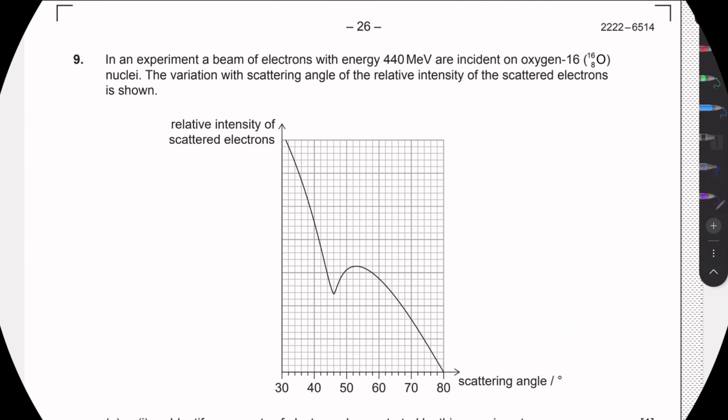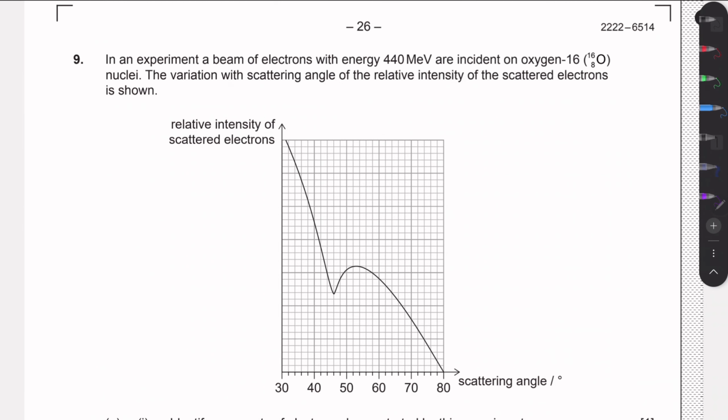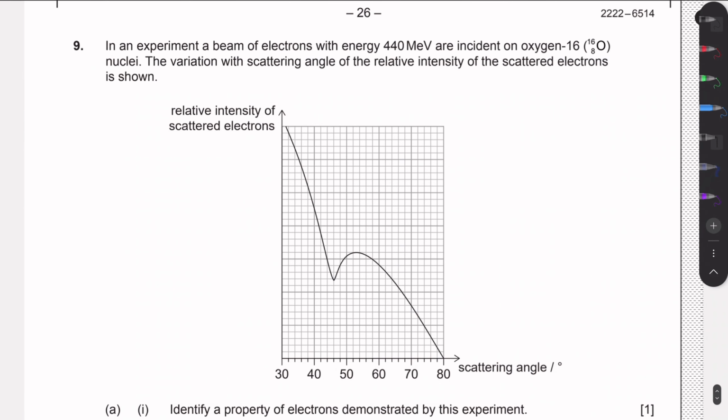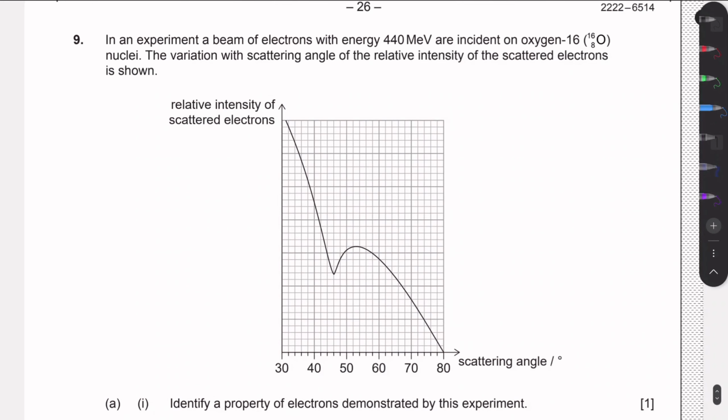Hello guys, welcome to this new video, and now we are going to go through question 9, the last question in the May 2022 time zone 2 paper 2. So we are told that we have a beam of electrons of energy 440 mega electron volts and they're incident on oxygen nuclei, and we're given the variation of scattering angle and the relative intensity of the scattered electrons.